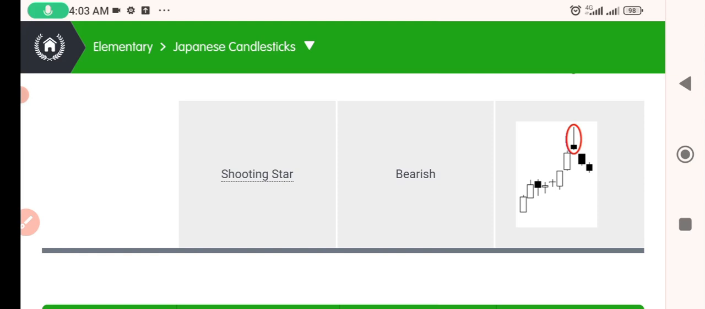And where is the shooting star applicable? This shooting star is applicable in an uptrend, and it is formed at the resistance level, and it's also at a level or in a bearish order block. So if you find this resistance is a reversal signal in an uptrend, what do you do?